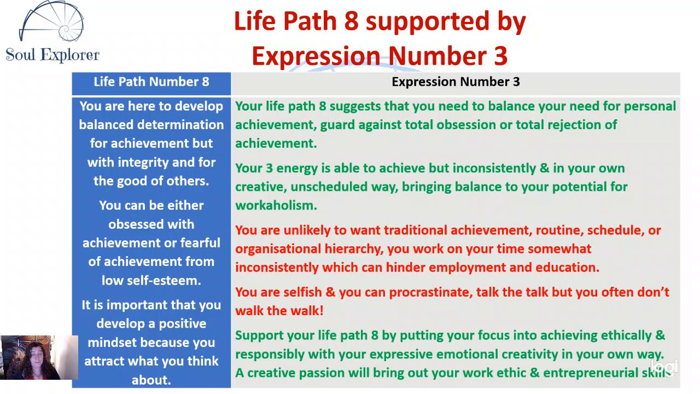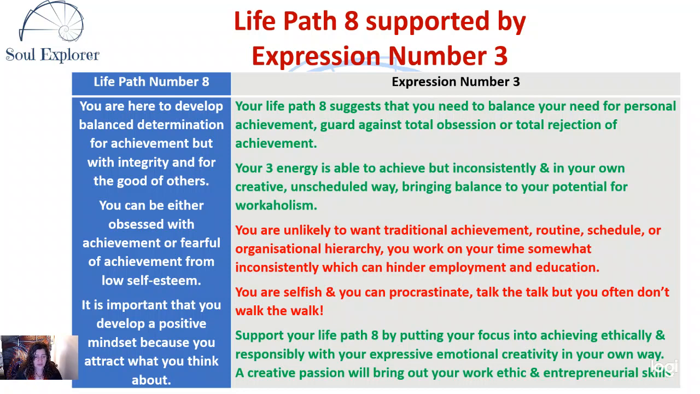They're here to develop a balanced determination for achievement. Remember, the 8 is here to achieve in the world, but they must do it with integrity and for the good of others, making sure there are no groups of people being affected badly by what they do. But the 8 can be either obsessed with achievement or fearful of achievement from the get-go. So they can either be out there doing too much and turn into a bit of a workaholic, or they can completely not be able to enter the working world at all through low self-esteem or a difficult attitude to the world.